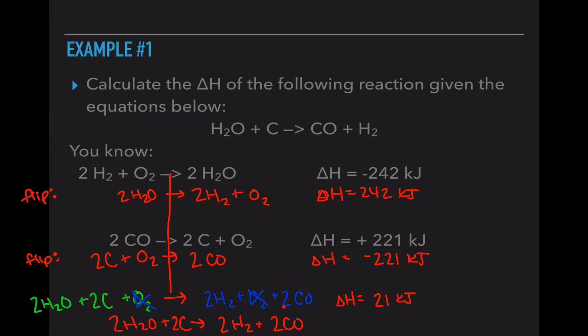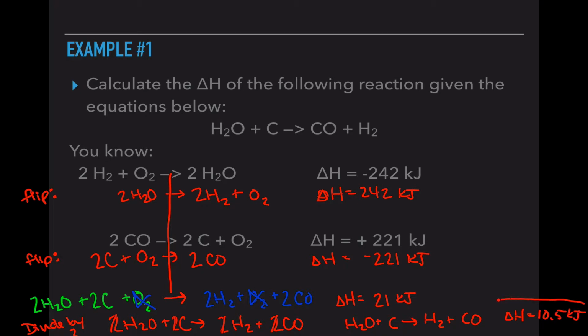Now, looking at this example and comparing it to my final goal, you should notice everything is correct. They might be in a different order, but that's okay. But I have extra coefficients that I don't want for my final answer. So here, I'm actually going to divide by 2. So all of these 2's are going to go away and we're going to simplify it out. So I have H2O plus C, H2 plus CO. And this delta H I also have to divide by 2, which is 10.5 kilojoules.